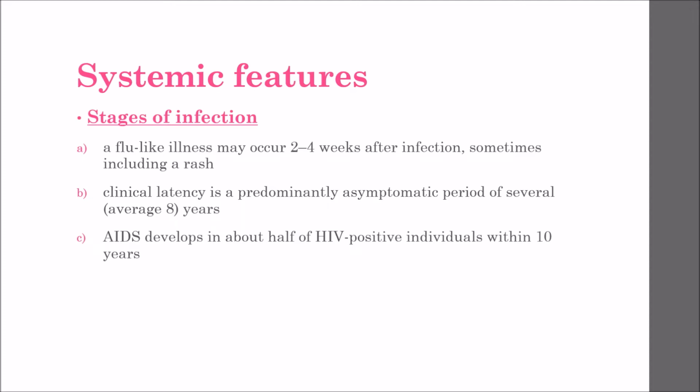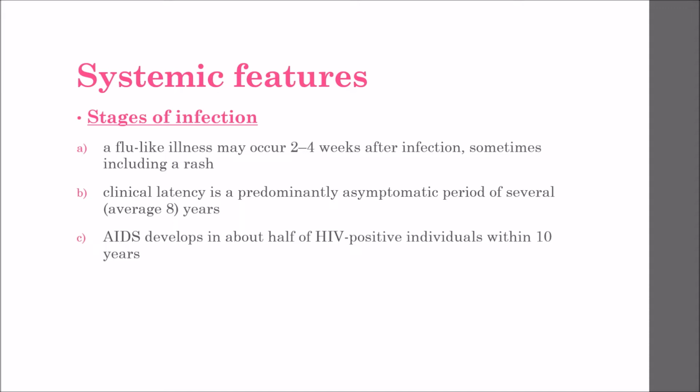it is divided into the stages of infection. There is a flu-like illness which may occur 2 to 4 weeks after infection, and sometimes it includes a rash. After that, there is a clinical latency, a predominantly asymptomatic period of several years, average of 8 years, sometimes with minor clinical features such as persistent generalized lymphadenopathy.